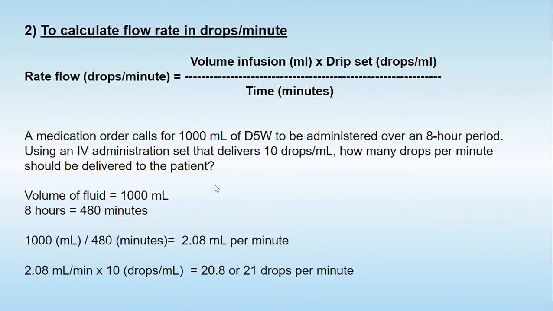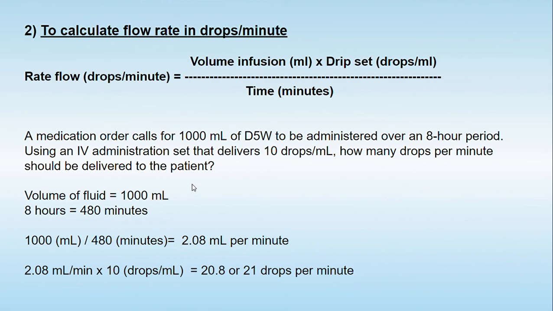As an example, a medication order calls for 1000 ml of D5W, that's dextrose 5% in water, to be administered over a period of 8 hours. During the administration, the set delivers 10 drops per ml. So how many drops per minute should be delivered to the patient?